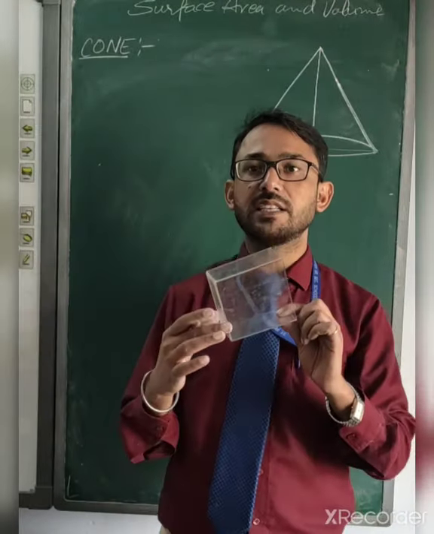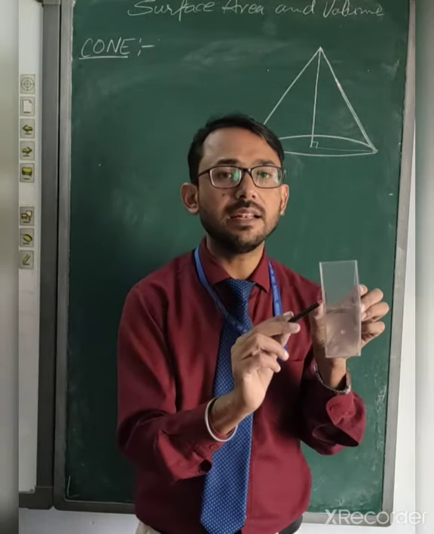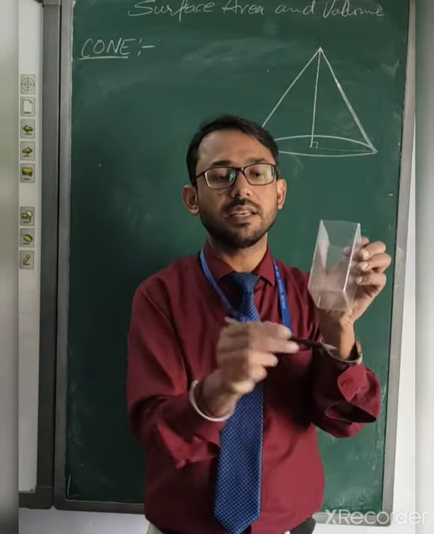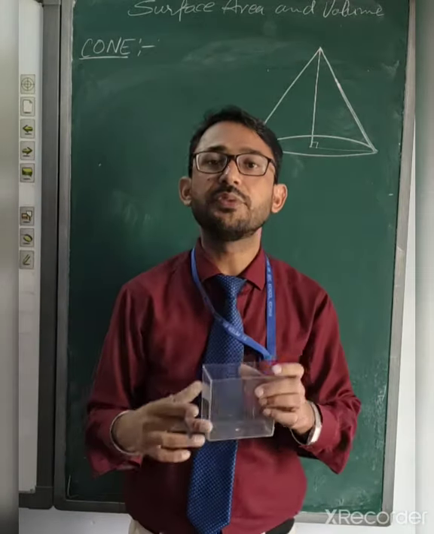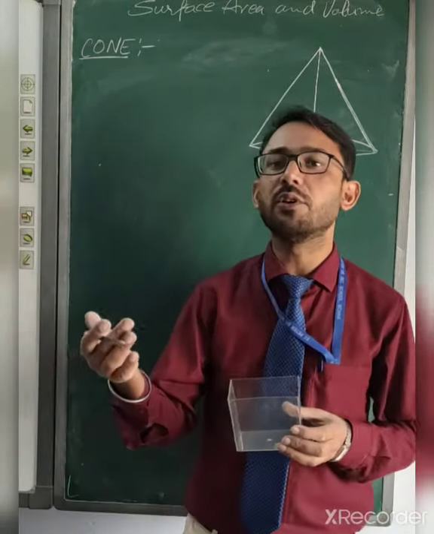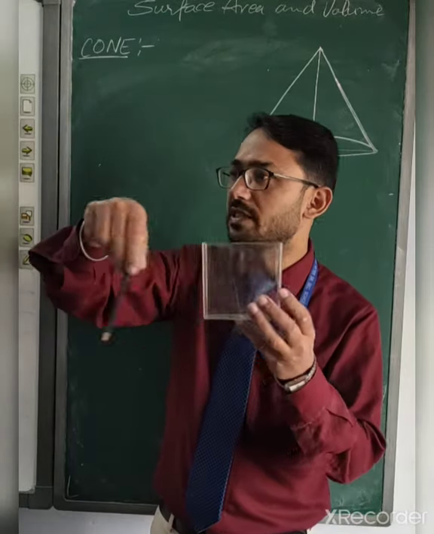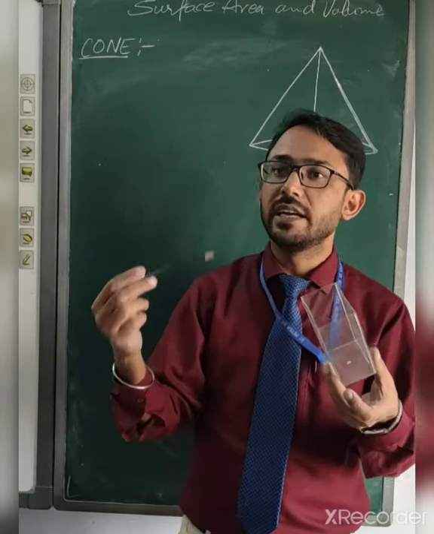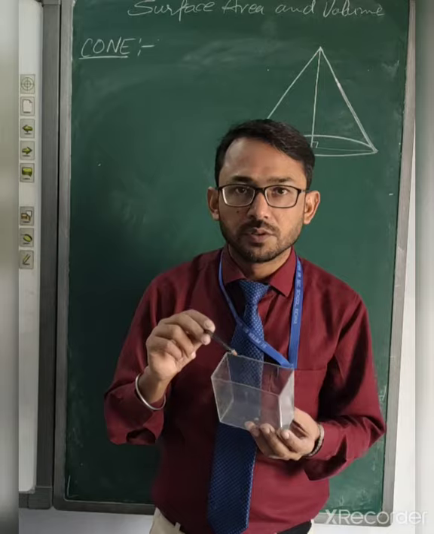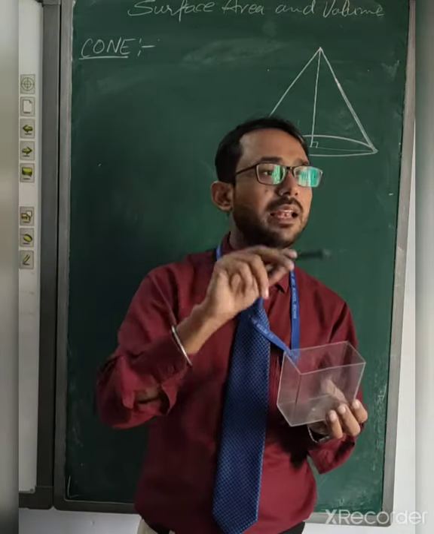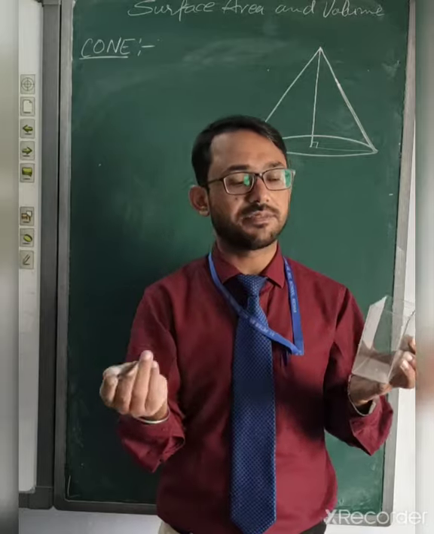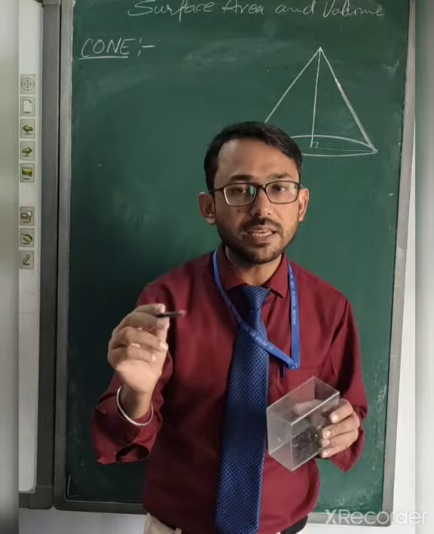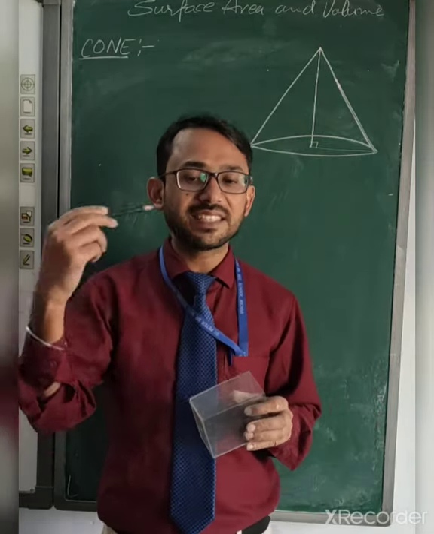For the cuboid, we have not discussed it here. Its volume was L into B into H, length into width into height. Then next was its curved surface area of 4 walls: first wall, second wall, third wall and fourth wall. It was 2(L plus B) into height H. And the total surface area was 2 times (LB plus BH plus HL).